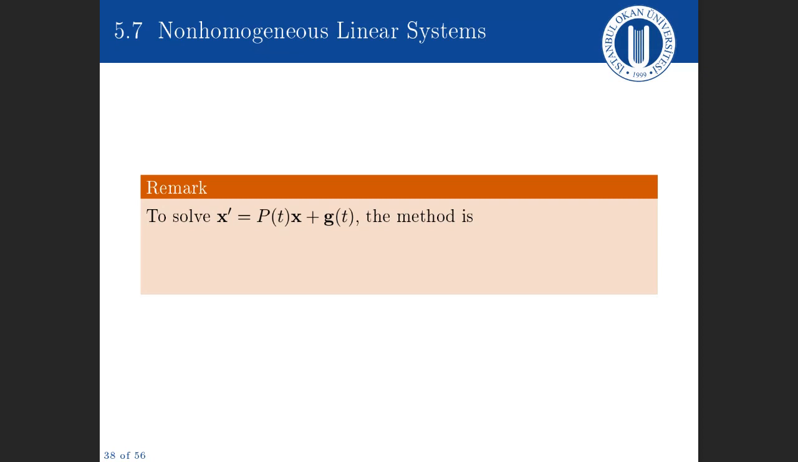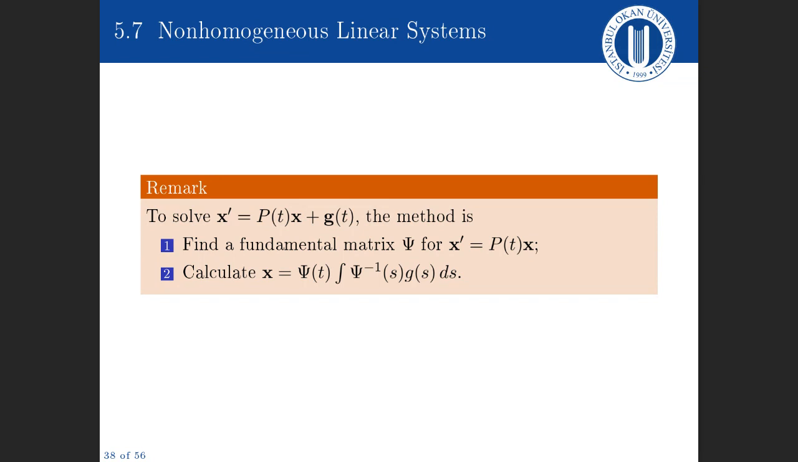So let's just recap. If we want to use the method of variation of parameters to solve the non-homogeneous linear system x prime is equal to Px plus g, the method is step one, find a fundamental matrix for the homogeneous system. And then step two, we're going to be using the formula x is equal to Psi, integral of Psi inverse multiplied by g.